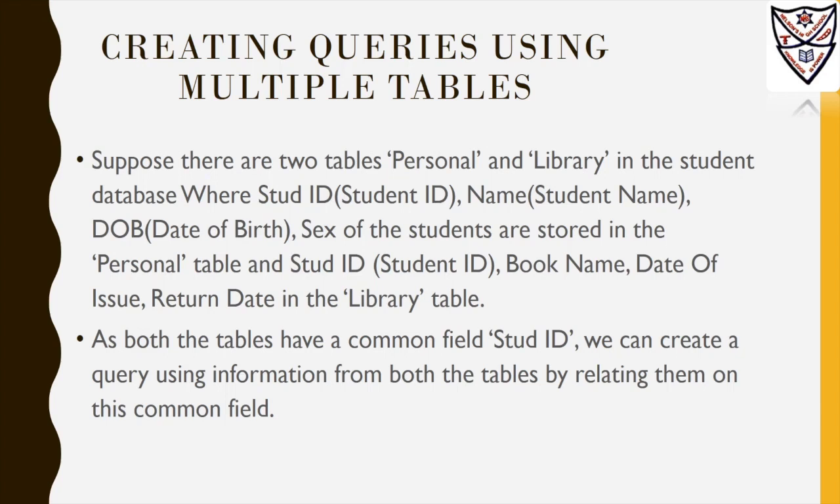Creating queries using multiple tables. Suppose that there are two tables, personal and library, in the student database, where student ID, name, date of birth, and sex of the students are stored in the personal table, and student ID, book name, date of issue, and return date are in the library table. As both the tables have a common field, student ID, we can create a query using information from both the tables by relating them.